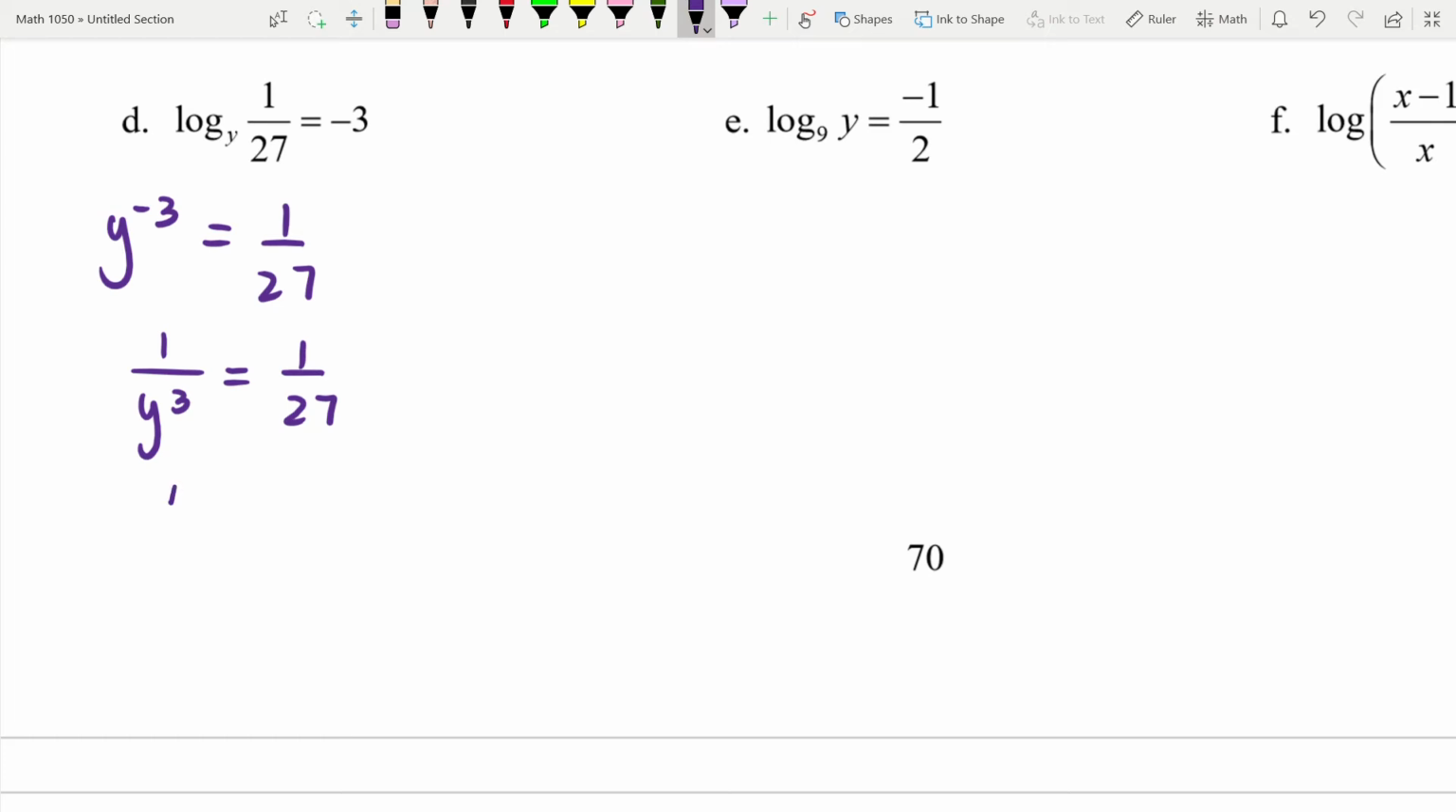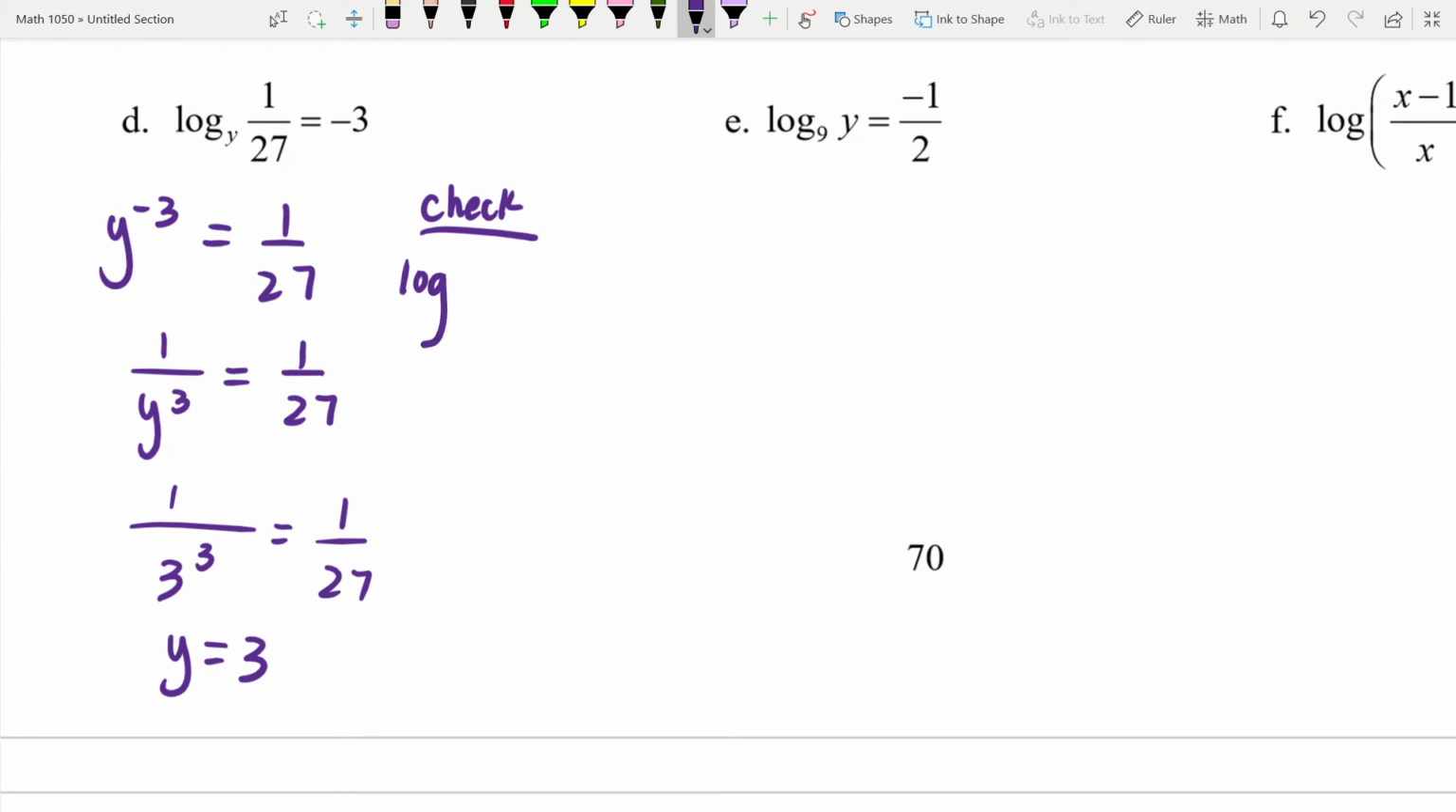Okay? What to the third gives me 27? It's 3 to the third, so y must be 3. 3 to the third is 27. Do I have to check this? Yes, I do. I literally want you to write the word check.